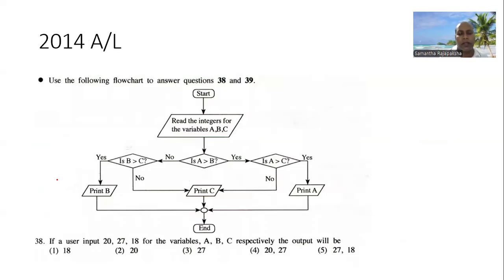Okay, this is one of the past paper questions on selection. So here we input the three values. Now they have mentioned A is equal to 20, B is equal to 27, C is equal to 18. So you compare. Now A is how much? 20. B is how much? 27. You check whether 20 is larger than 27. No. No means you take this path. And you compare B and C. B is 27, C is 18. The condition is true. Then you take this path. Print B. B is how much? 27. So the output is 27.